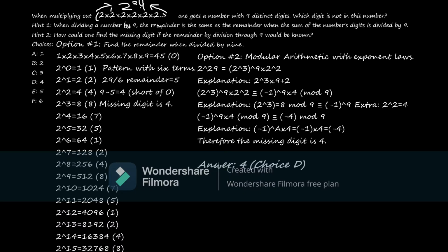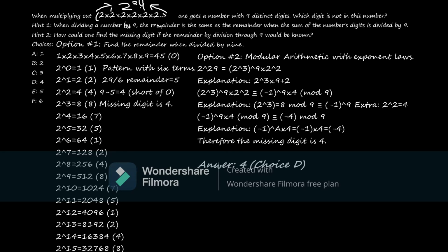This week, we will be focusing on a particular question from the May 5th, 2021 contest in the grades 5, 6, 7, 8, 9, 10, and 11, 12 sections. It read: when multiplying out 2 to the 29th power, one gets a number with 9 distinct digits. Which digit is not in this number?